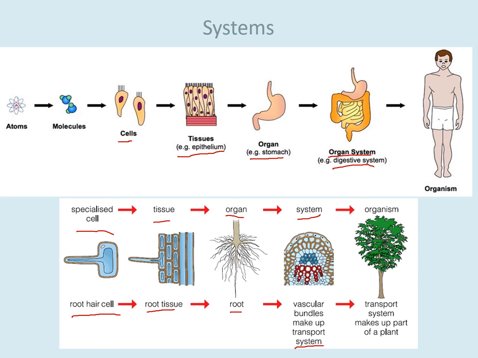And then a group of systems make up our organism. So in this one it's a human, but it could be any animal. And for the bottom one it is a tree. So well done if you've managed to get all that correct. If you've not, then you'll need to go back to the start of the video and watch it again.